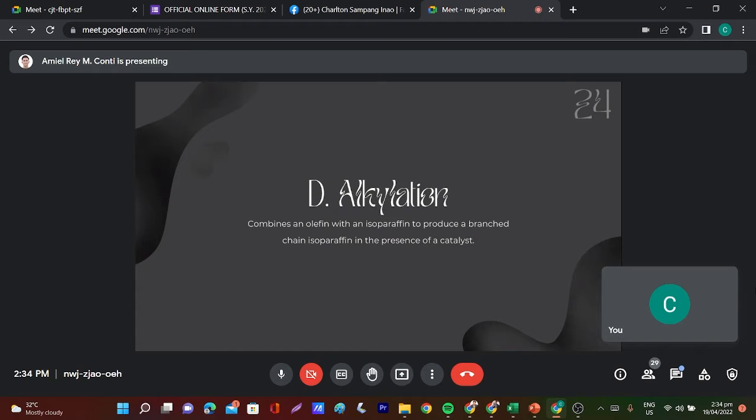Alkylation combines an olefin with an isoparaffin to produce a branched chain isoparaffin in the presence of a catalyst. Alkylation is done to produce high-octane components of gasoline. It is a type of gasoline that allows the engine to have high compression ratios, meaning the machine will be able to extract more energy from the combustion process. Next.